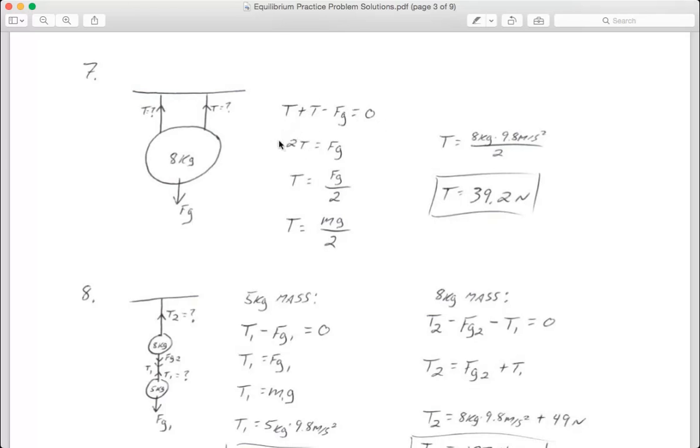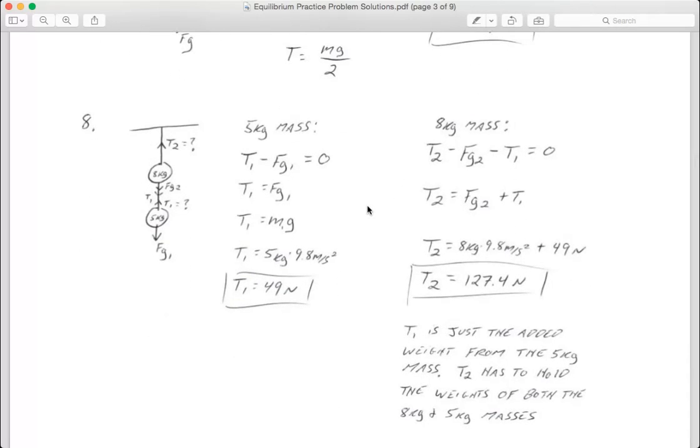So my 2 up things, 2 tensions, equal my down stuff, which is force of gravity. Divide by 2 because I'm just trying to solve for what the tension is, not both of them at the same time. So I get tension equals force of gravity divided by 2. I know force of gravity is mass times g. So I can plug in, mass is 8 kilograms, g is 9.8 meters per second squared. I still have 2 in my denominator. Plug in your calculator, and you find that each tension has to hold 39.2 newtons, or half the weight of the object. We'll finish up with number 8.